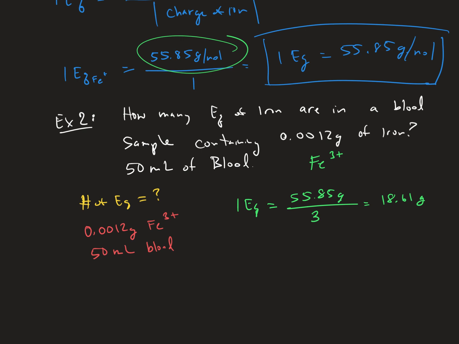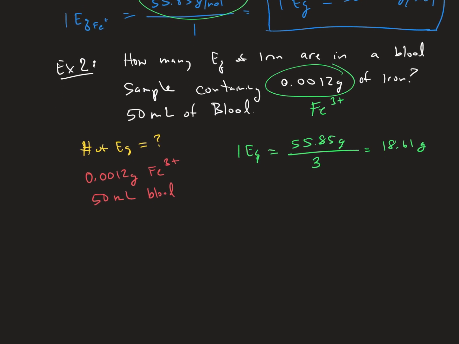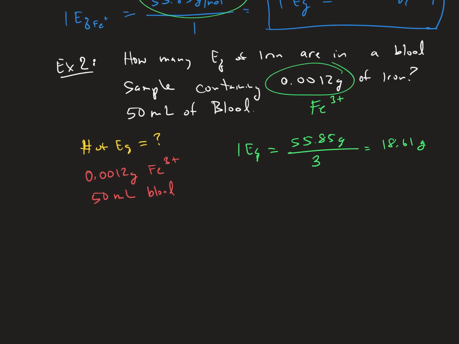Why isn't it grams per mole? It is grams per mole. Yeah, it is. But since we know the number of grams, we can just kind of omit that. It's 55.85 grams per mole. Equivalent is per mole, so we kind of just combine that with equivalence. So we're just gonna say it's 18.61 grams per 1 equivalent. Good?